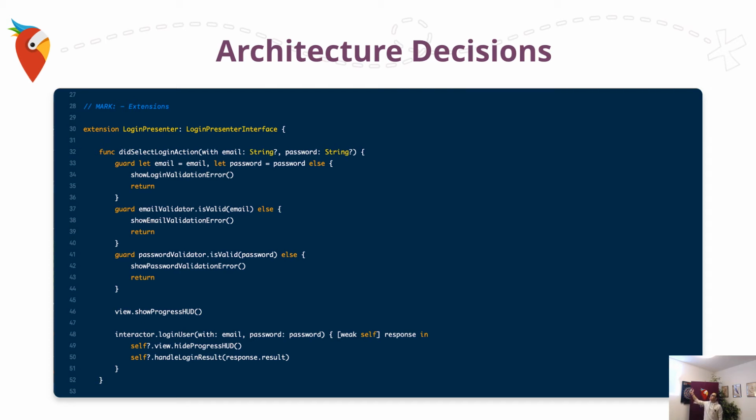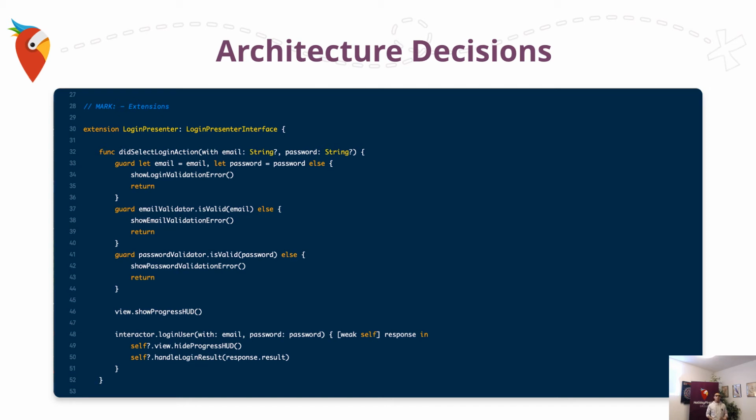I can show you also, I'm sorry if the font is a little bit small, but for example, we had some methods to do the login. Usually once the user does the login, we call the view to show the progress HUD, and then we call the interactor to do all the login operations. And inside, we just wait for the response and do something else. For us, that's only the login screen, but we had bigger screens than that.